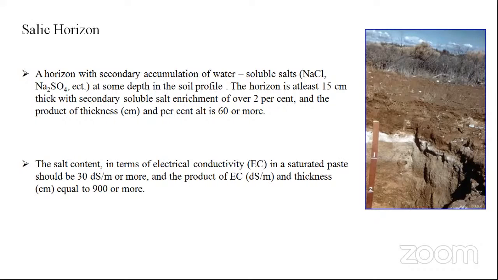So here you can see some secondary accumulation of soluble salts of sodium chloride and sodium sulfate in the depth of the soil profile. The horizon is around 50 centimeters thick, with secondary soluble salts over 2%. And what are the measurable soil properties of salt content?